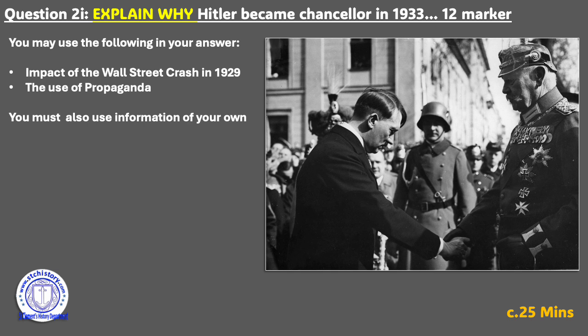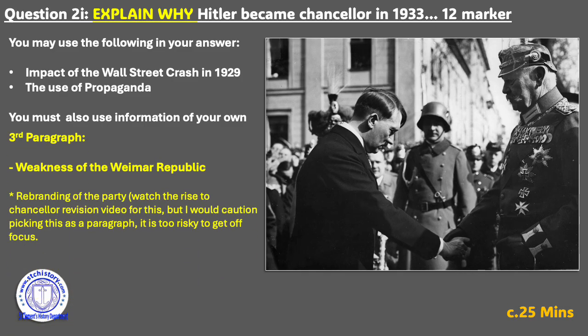You must also use information of your own, so that means a third paragraph. I will suggest to you that the third paragraph should be weaknesses of the Weimar Republic, and that's what I've done in the model answer. Some of you are intent on talking about the rebranding of the party after the Munich Putsch.